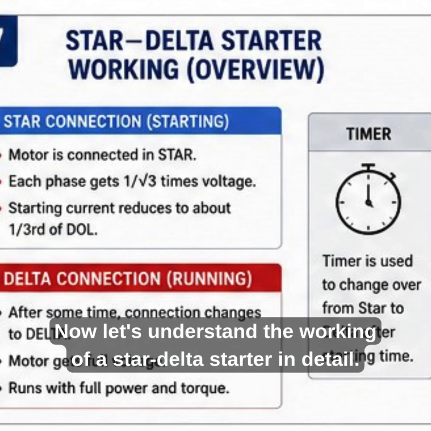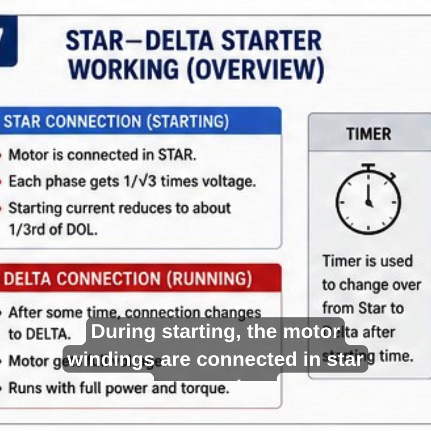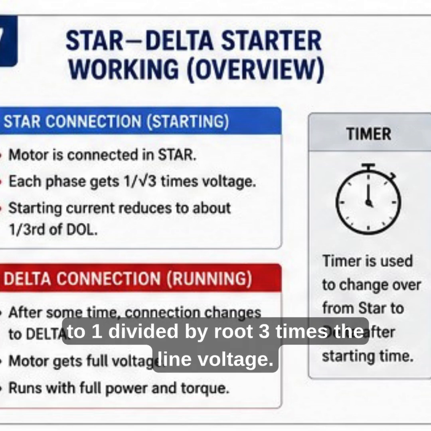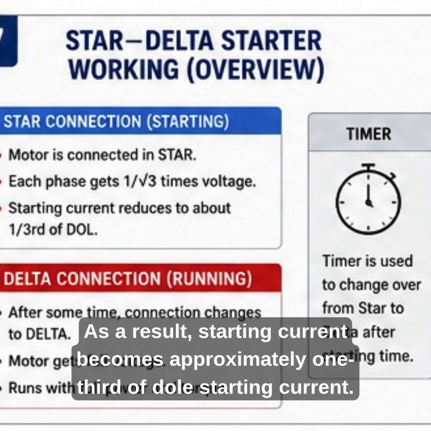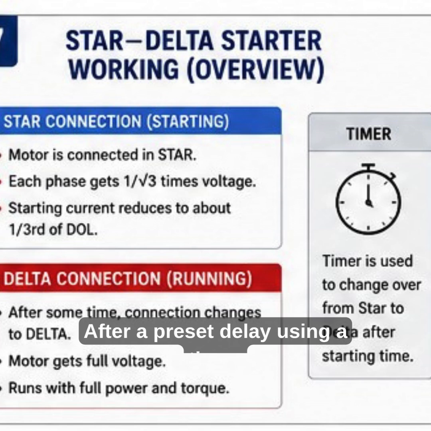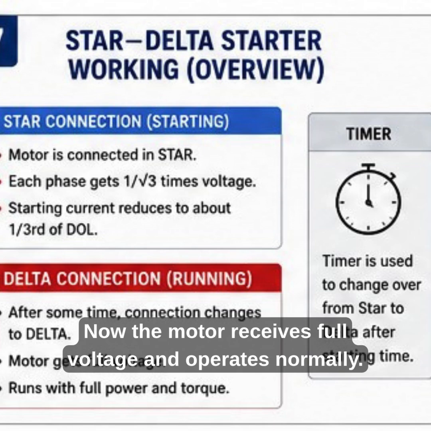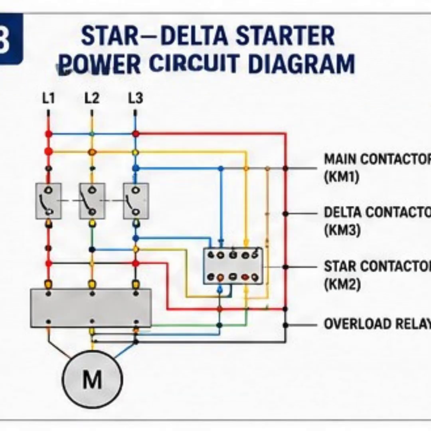Now let's understand the working of a Star Delta starter in detail. During starting, the motor windings are connected in star connection. This reduces the phase voltage to 1 divided by √3 times the line voltage. As a result, starting current becomes approximately 1/3 of DOL starting current. After a preset delay using a timer, the connection changes from star to delta. Now the motor receives full voltage and operates normally.